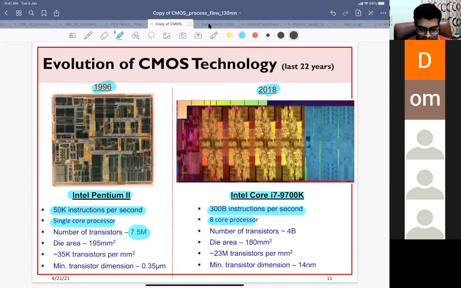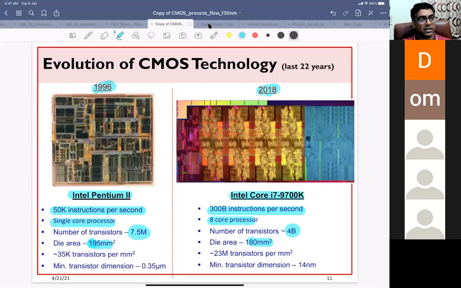If you look at the number of transistors, it was 7.5 million in Intel Pentium 2, but the number of transistors in Intel Core i7 is 4 billion. But look at the die area, the area of the chip. The area of the chip is still the same, even less. Intel Pentium 2 was 195 millimeter square, but Intel Core i7 is only 180 millimeter square. So from the dimension point of view, your dimension is less, but you have more transistors.